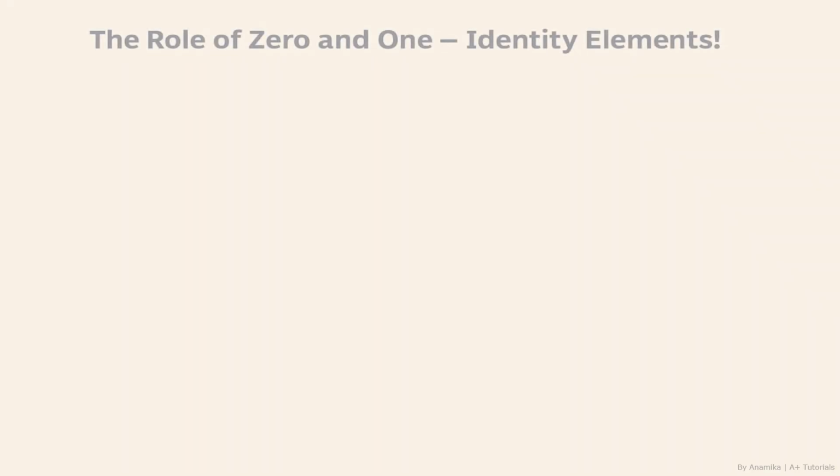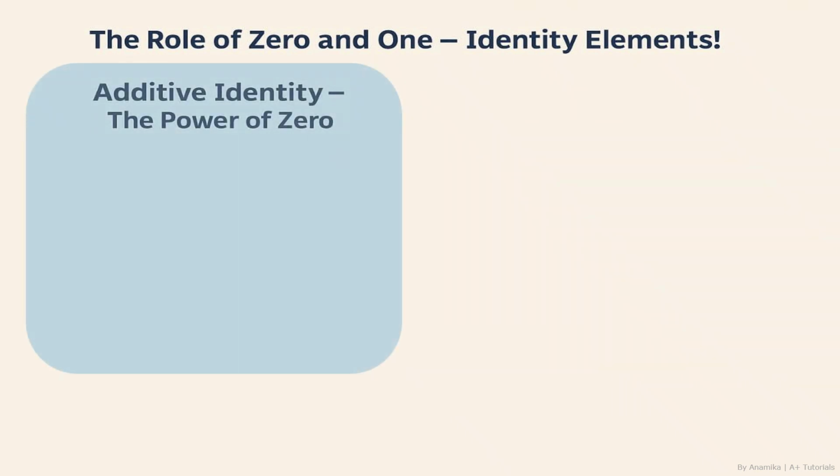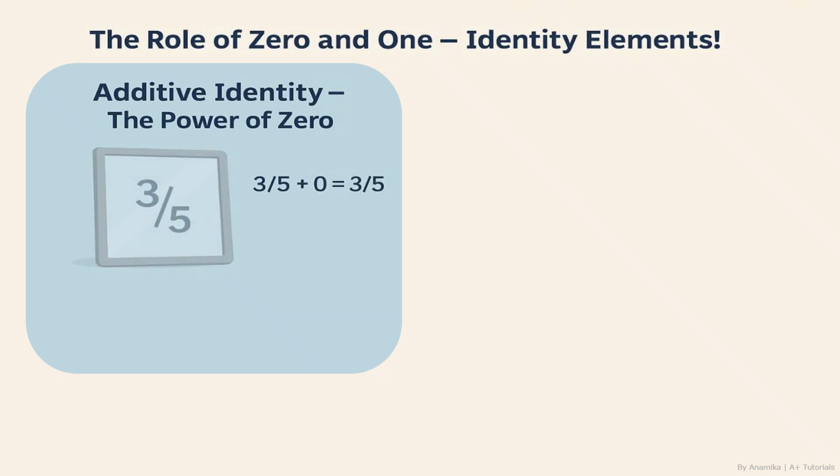Alright, let's meet 2 superheroes of the number world, 0 and 1. First, let's see the power of 0, also called the additive identity. Let's try something. What's 3 over 5 plus 0? Yep, still 3 over 5.